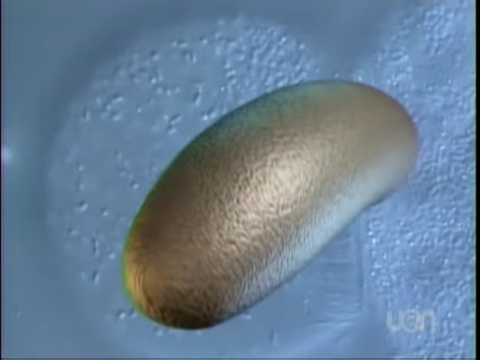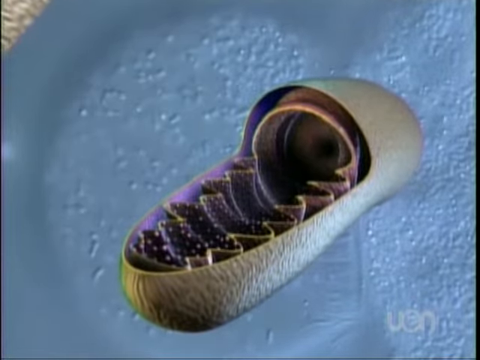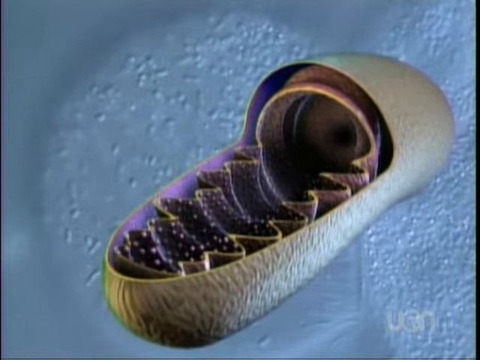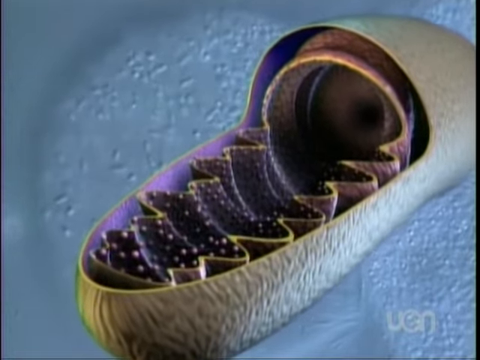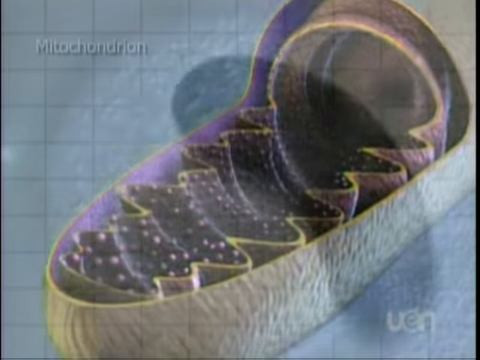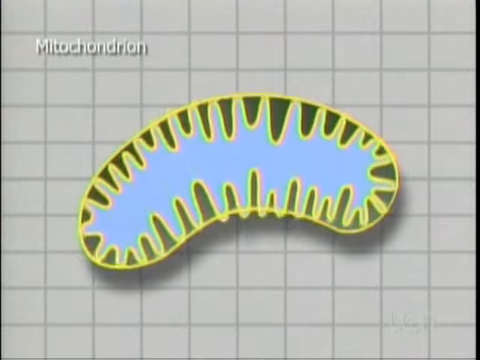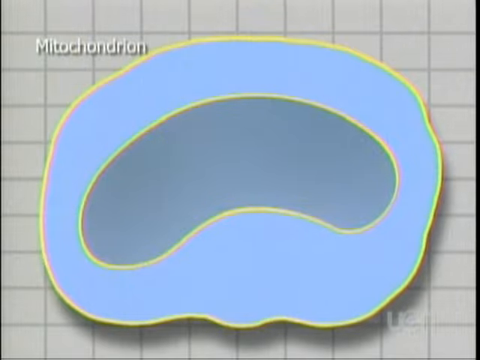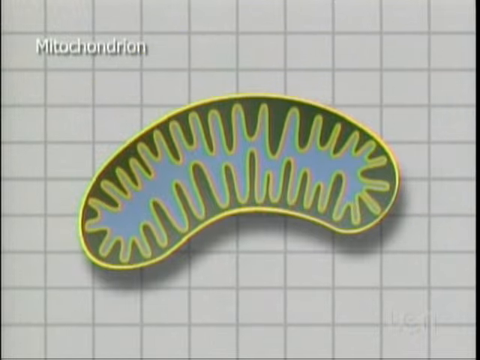A mitochondrion consists of two sacs made of membrane. Folds in the inner sac increase the surface area for chemical reactions that produce ATP. By breaking up mitochondria and separating out the membranes, biochemists have discovered exactly where the chemical reactions involved in synthesizing ATP actually occur.